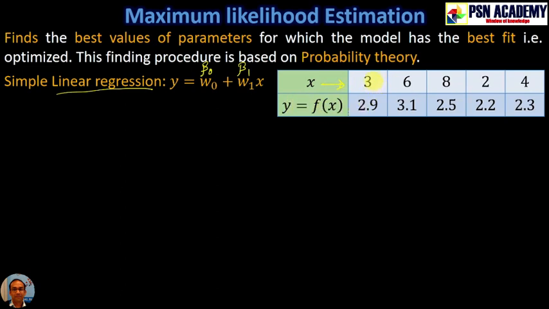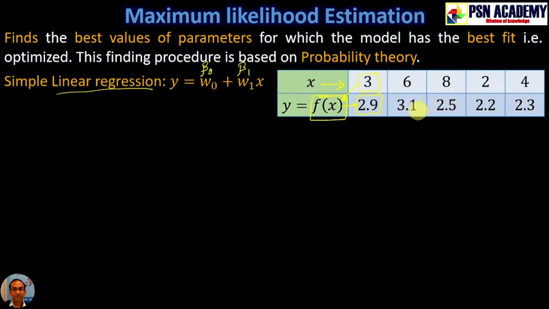Now we have the values of x and y, and we know that there is a function f which is working between x and y, so that if we put in the values of x inside that function, the function will yield the value of y. That means whenever 3 is pushed inside the function f of x, the function gives you the output as 2.9. So the same case goes with the 6 and 3.1 also and the other data points.